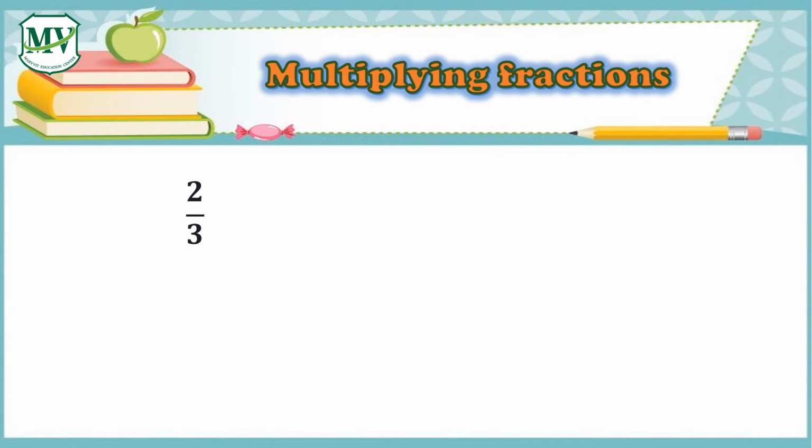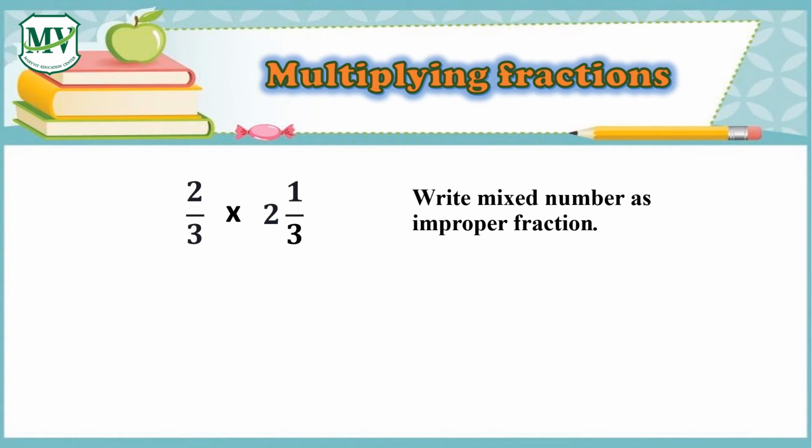Next, we have 2 over 3 times 2 and 1 over 3. In this example, we have a mixed number, so we need to write it as an improper fraction. To do that, multiply the whole number and the denominator and add the numerator. After that, write the answer as the numerator and copy the denominator 3. What do you think is the answer?